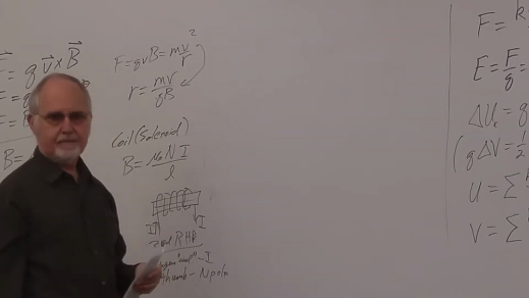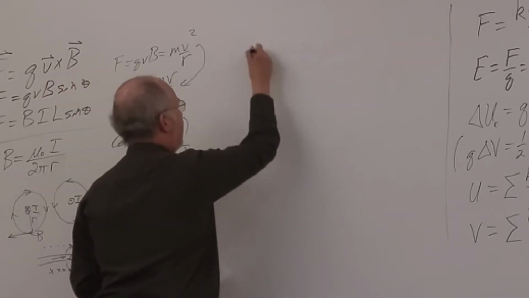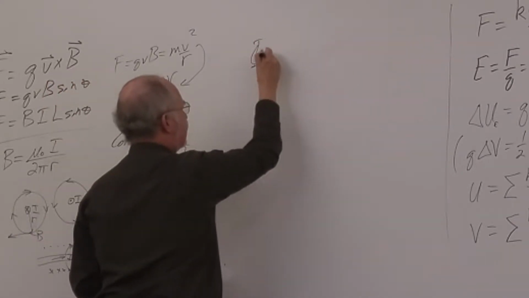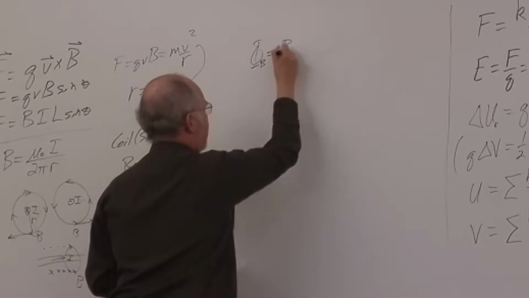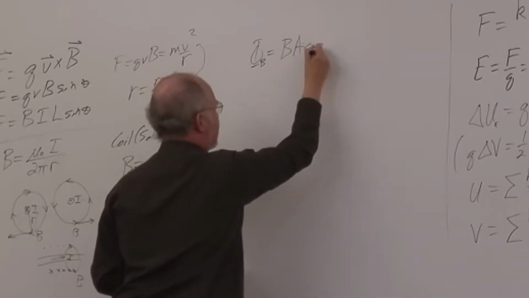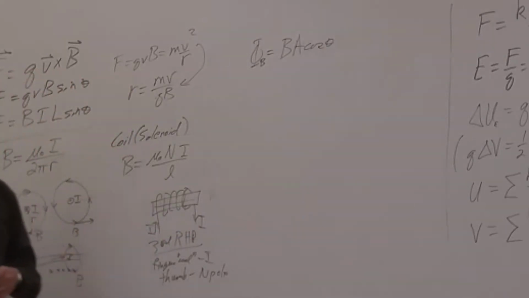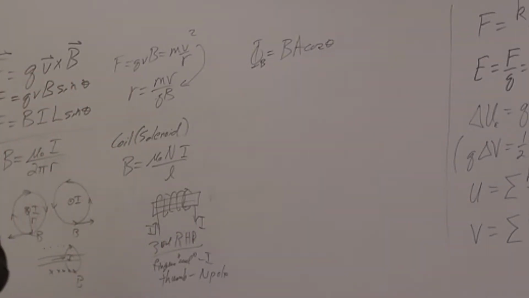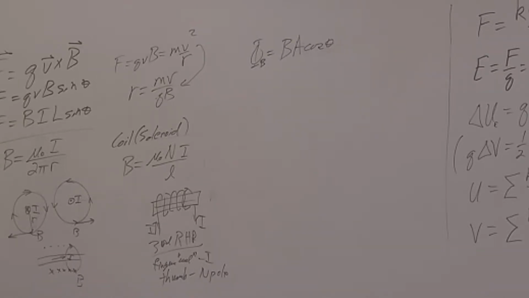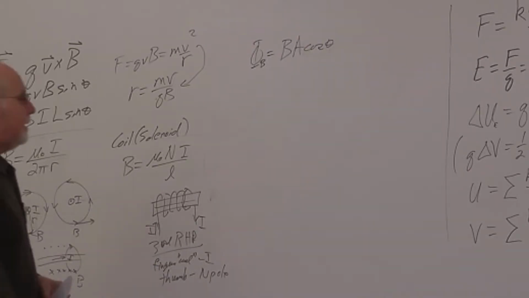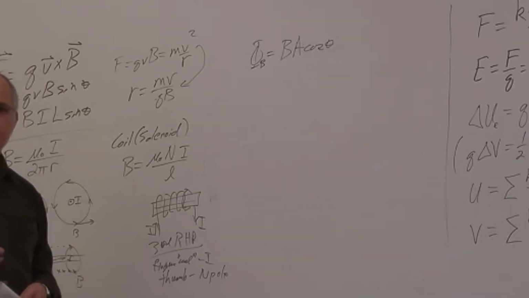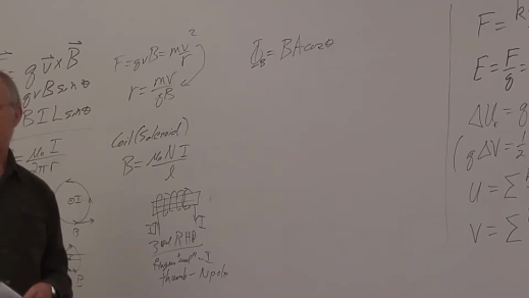Faraday's law of induction. So magnetic flux was the B times the A times the cosine of the angle. And technically it's an integral of B dot dA if you've got a changing B, but we won't do that. So it's just the B times the A times the cosine of the angle between them. Remember, the area vector is perpendicular to that area surface always.